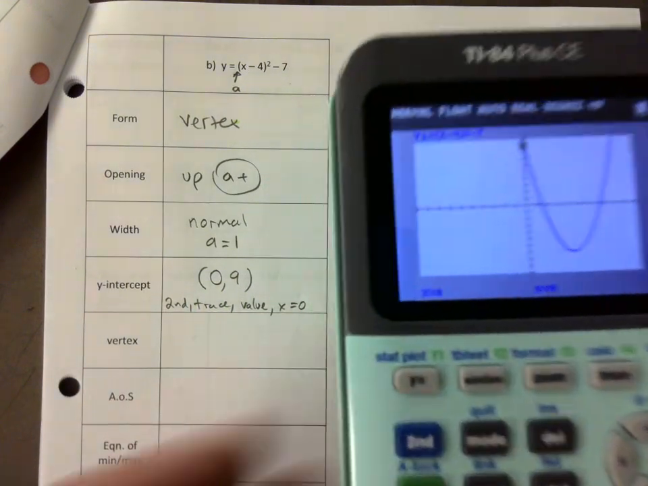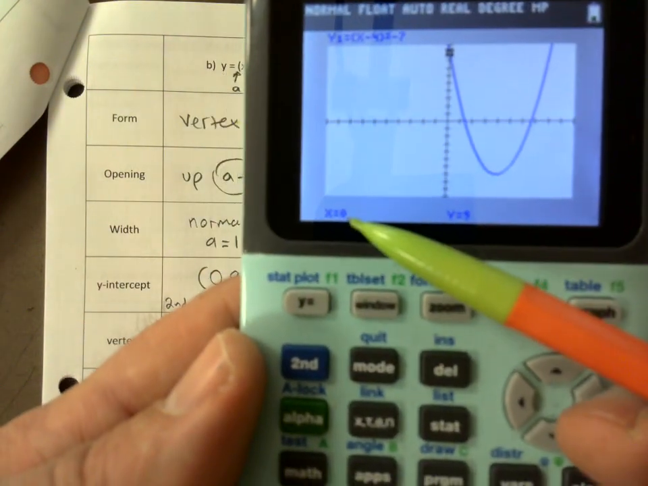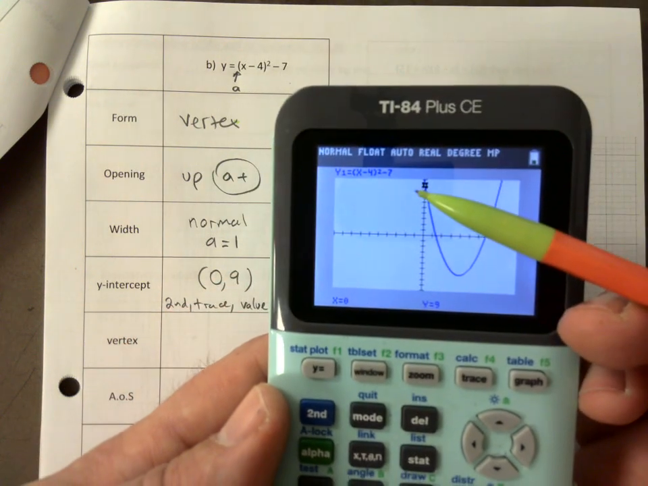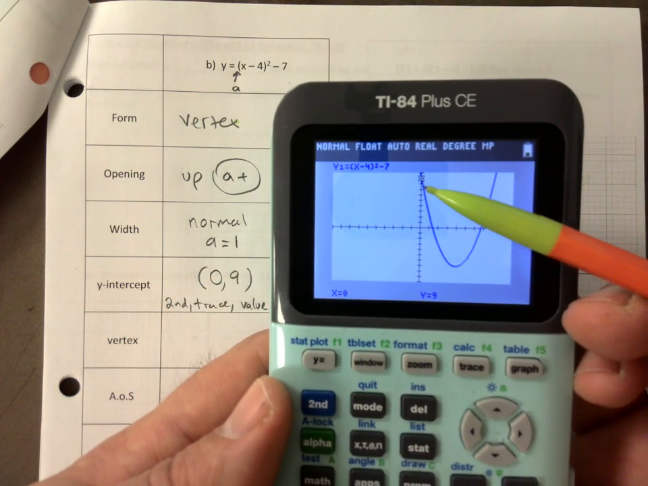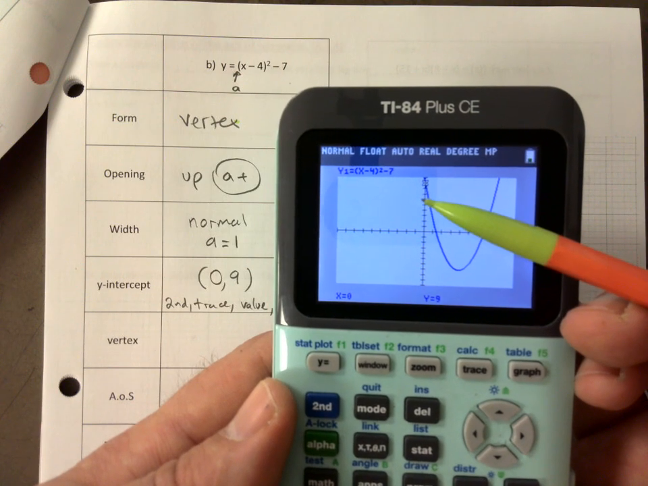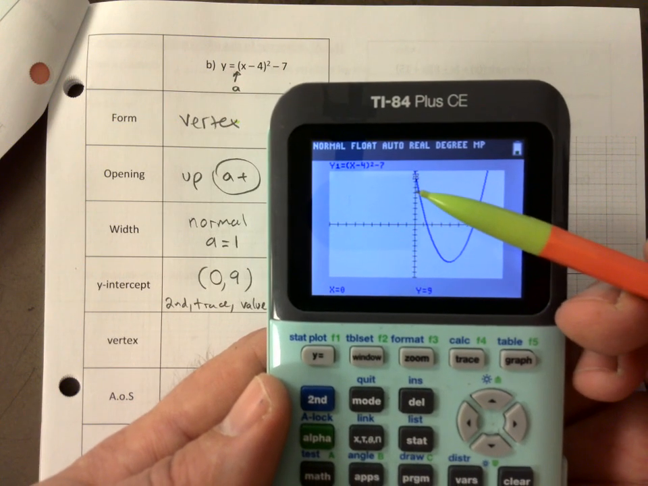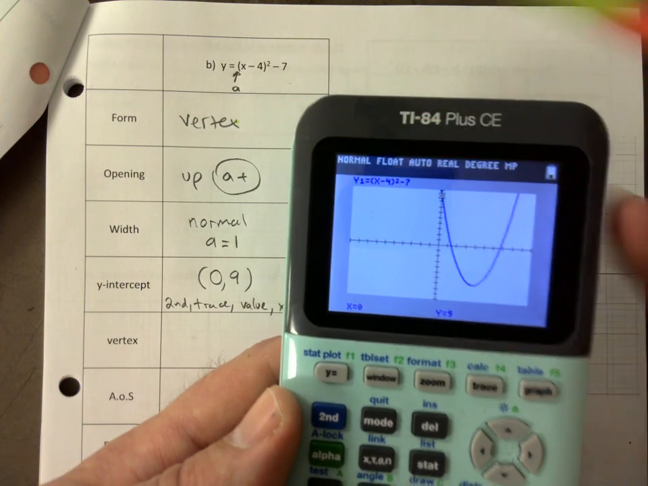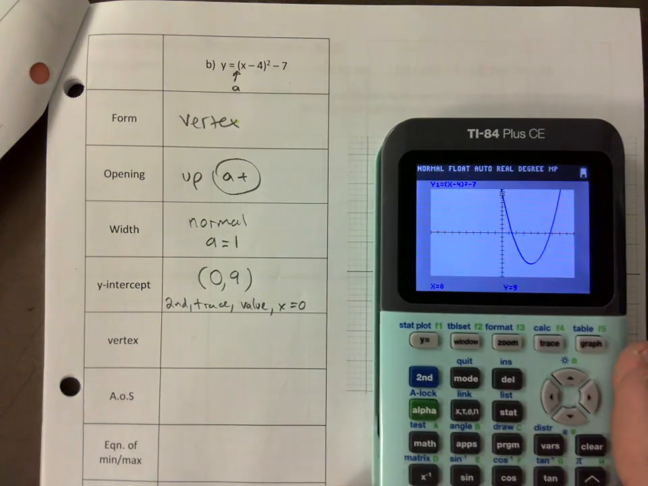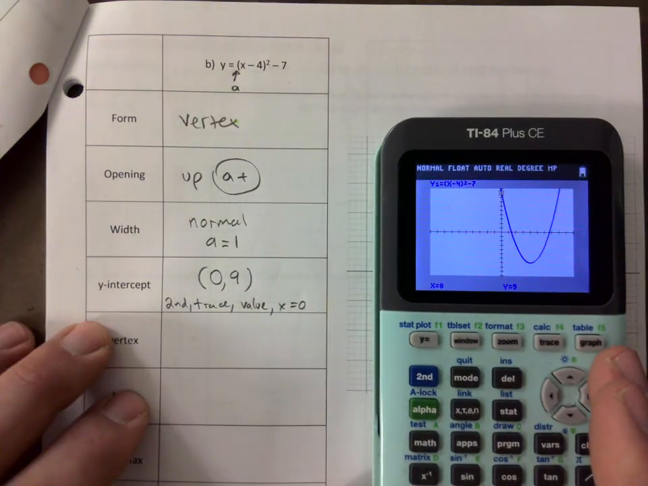It gives you the x value and the y value, okay? And it should be blinking up here. If you get an error message, listen to this carefully, it most likely is that it cannot get to it. You have to change your window a little bit. You have to change your Y max. Okay? That's probably why it's saying that. Okay, we've got our y-intercept.